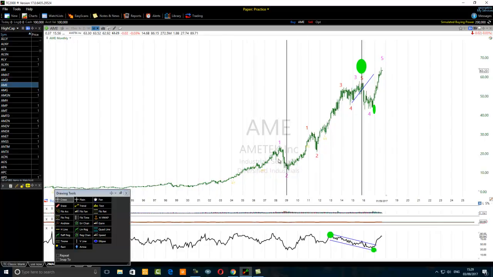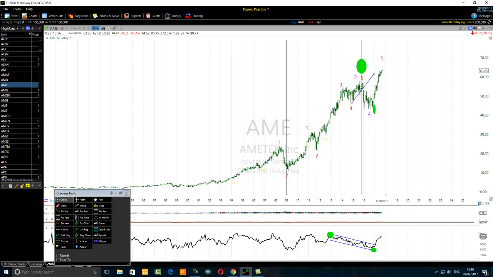So this is first wave of a higher degree, second wave of a higher degree. Attention to the pink numbers. The move that we are counting 1, 2, 3, 4, 5 before up to here, that's the third wave of a higher degree. Attention to the pink third. So from here to here, subdivided into 5, that's the third wave of a higher degree.